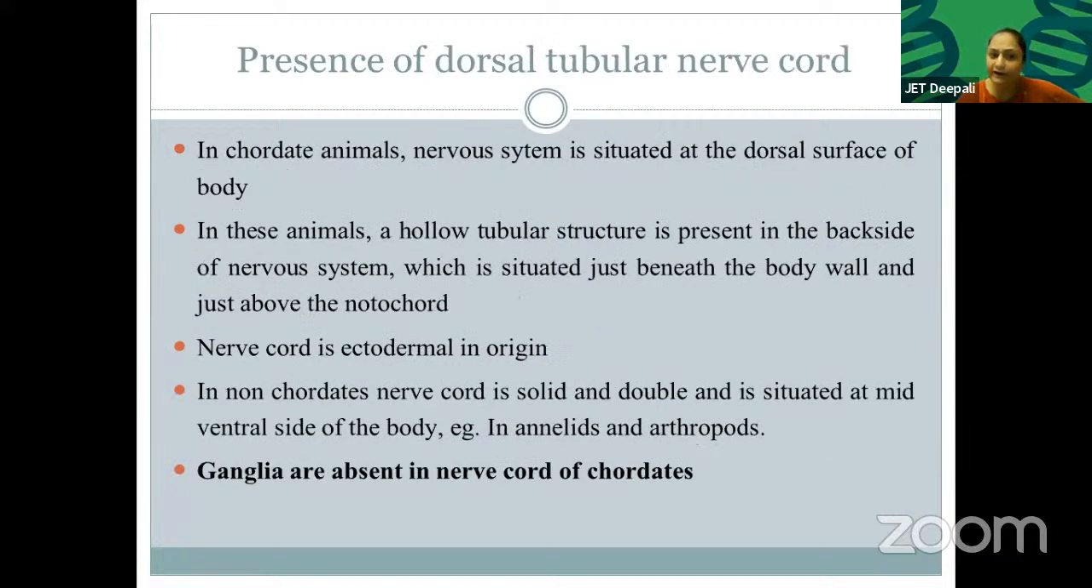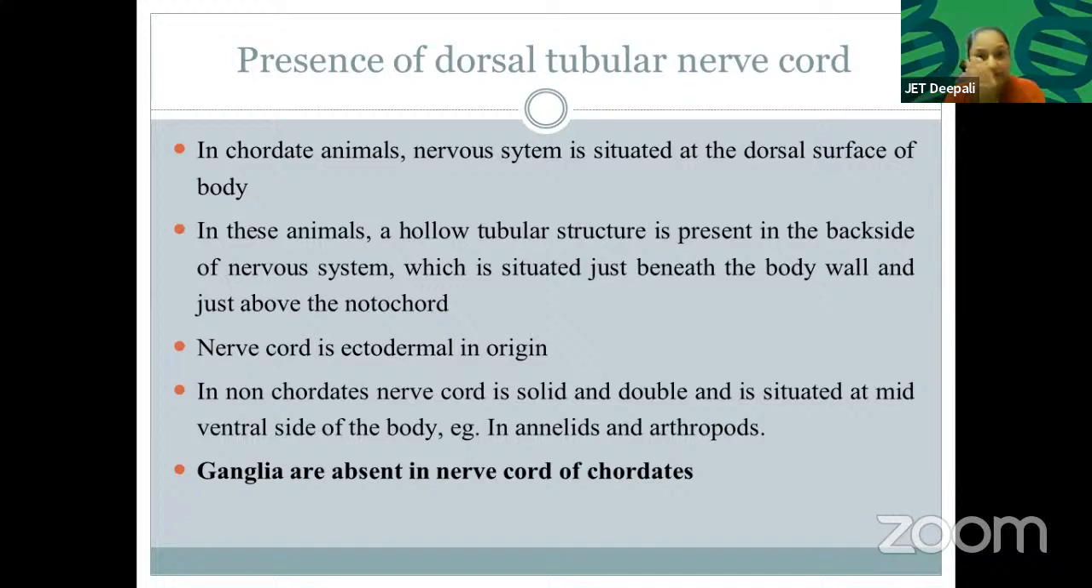In chordate animals, the nervous system is situated at the dorsal surface of the body. See, this is the dorsal surface. I have told you what is dorsal surface and what is ventral surface. In these animals, a hollow tubular structure is present on the back side, just beneath the body wall and just above the notochord. What is dorsal tubular nerve cord? It is situated above the notochord, just beneath your skin. Nerve cord is ectodermal in origin, meaning the whole brain system is made up of ectodermal tissues.